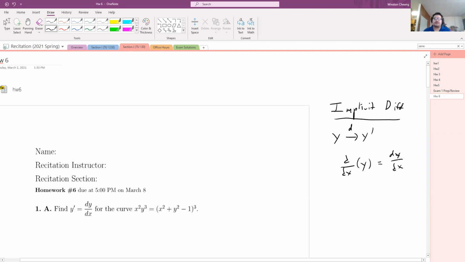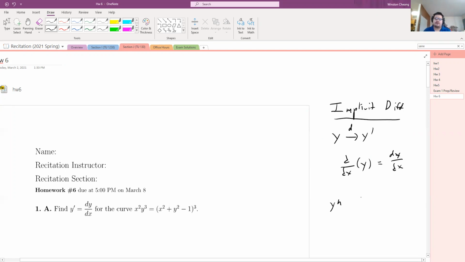There's another way of thinking about it, where what you're saying is that you want to treat y as a function of x. And so then a lot of this stuff ends up looking a bit like chain rule. Maybe this example will show that best.